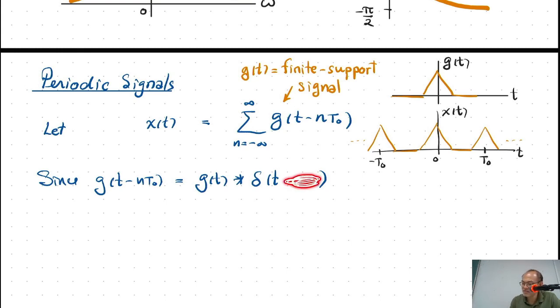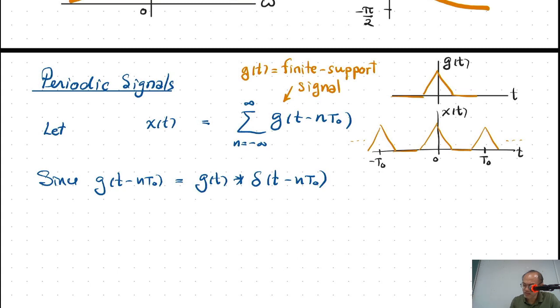If I didn't have nt0 here, that would be very easy, right? Because delta is the identity of convolution. But when we have to shift delta to the position nt0, it means that I have to shift the whole thing, g of t, to nt0 as well. So that's why we have this signal.